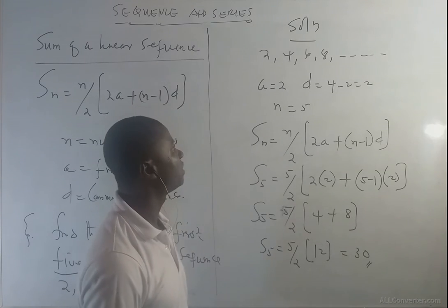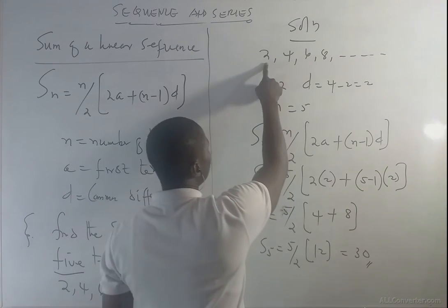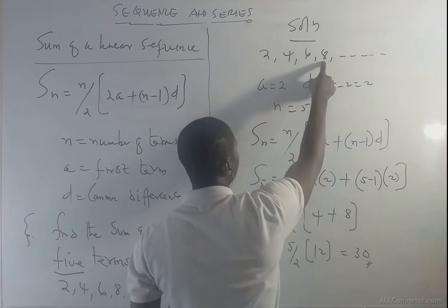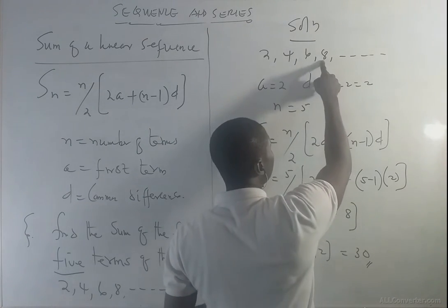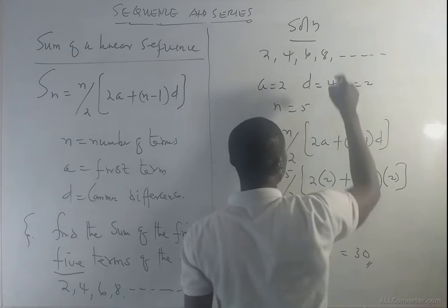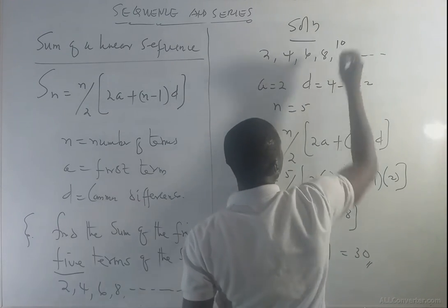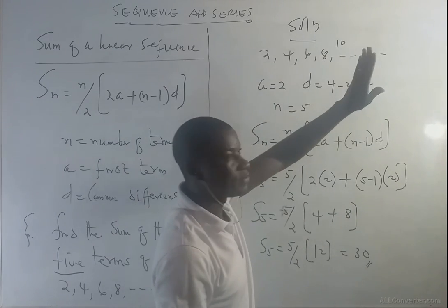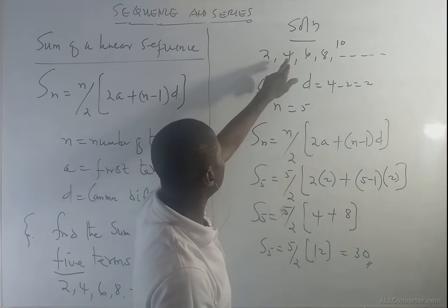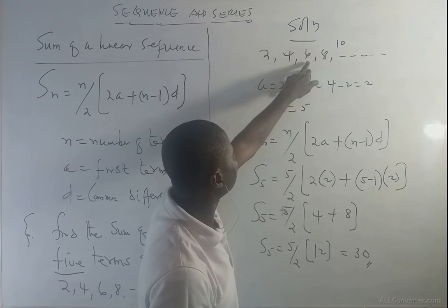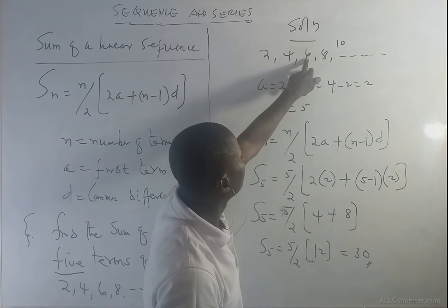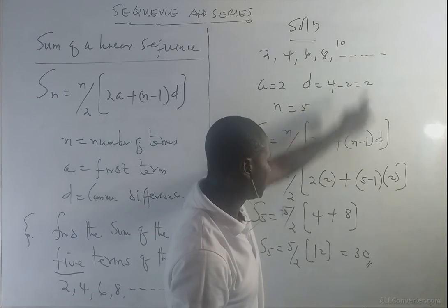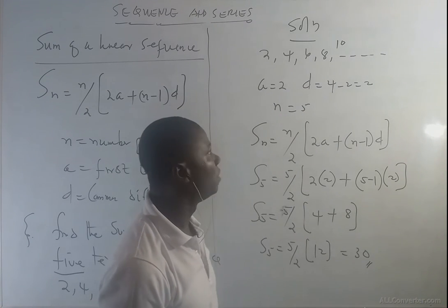Now, let me show you what is really happening. The first term is 2. Second term is 4. Third term is 6. Then the fourth term is 8. If you want to find the fifth term, it will be plus 2 because the common difference is 2. So when you add 2, you get 10. These are 1, 2, 3, 4, 5, the first 5 terms. Now, 2 plus 4 gives you 6. 6 plus 6 gives you 12. 12 plus 8 gives you 20. 20 plus 10 gives you 30. That is the sum.